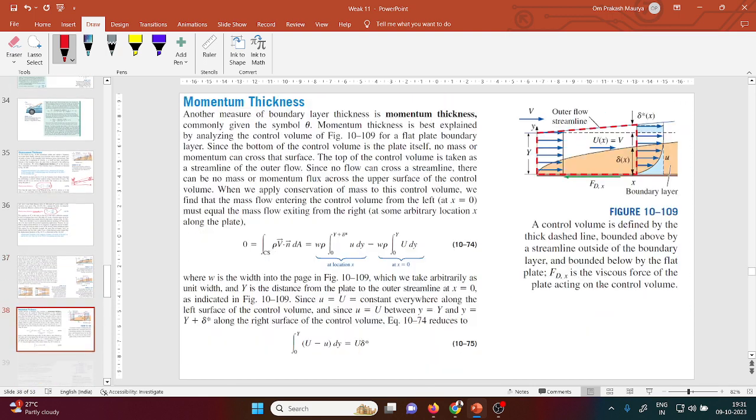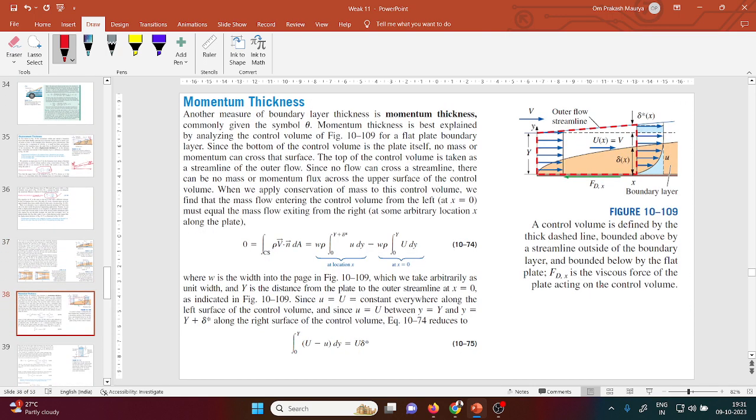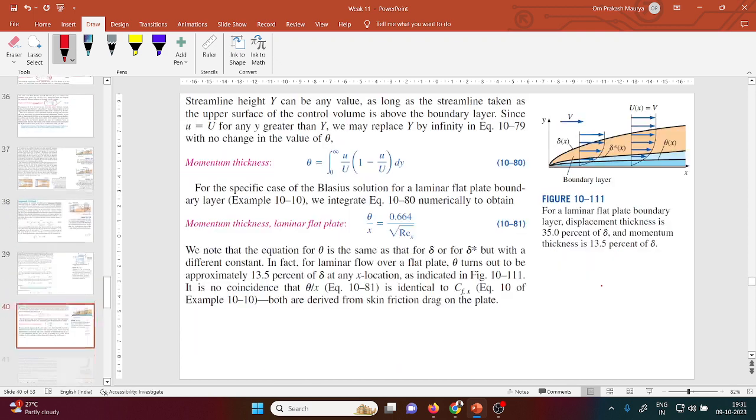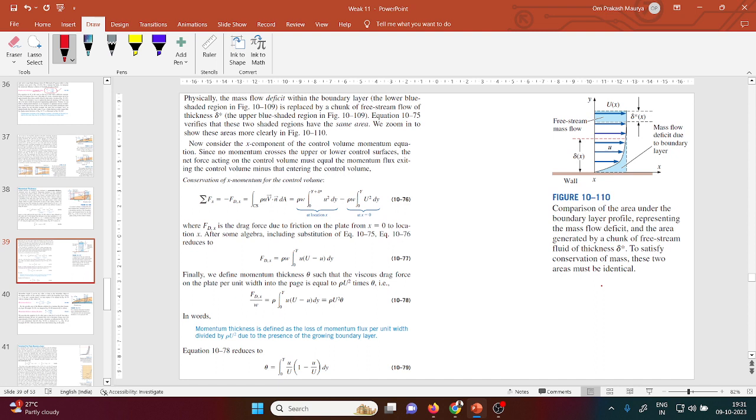Now moving on to the next. The momentum thickness — shall I read the definition? Yes, let me read. The momentum thickness is defined as the loss of momentum flux per unit width divided by rho u square due to the presence of the growing boundary layer.